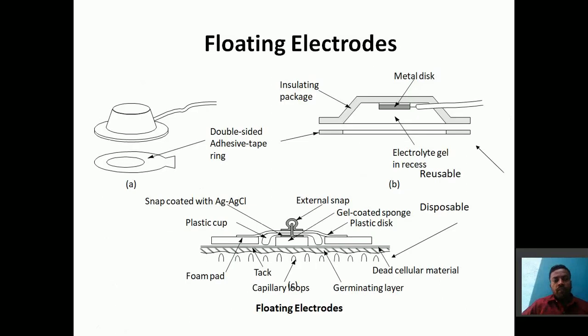The next one is floating electrodes. Floating electrodes avoid artifact. What is the meaning of floating? Floating means moving. These electrodes move according to the requirement. In order to measure the ECG, this electrode is placed in the correct place.